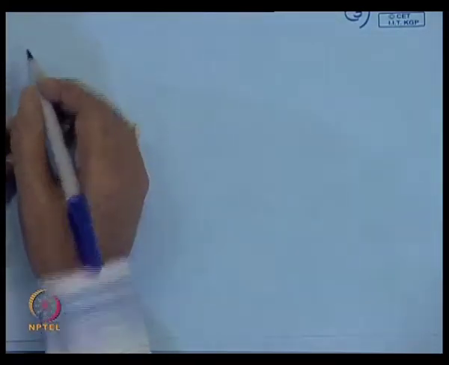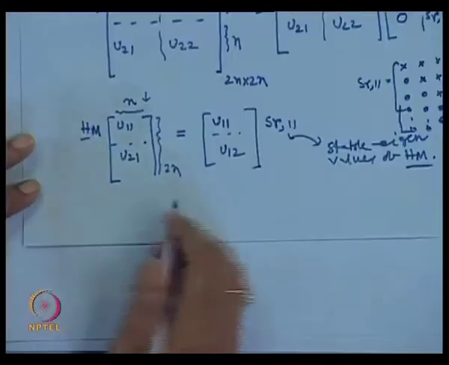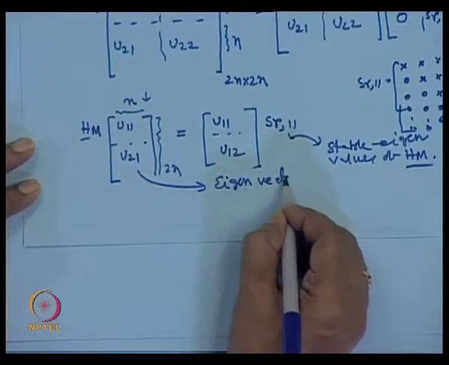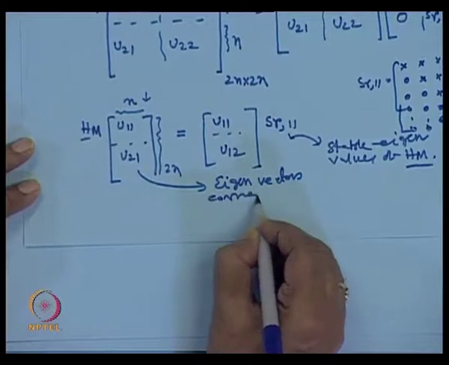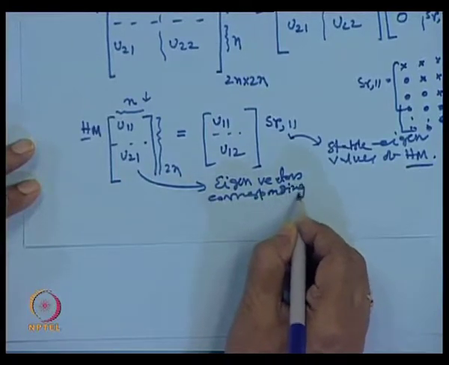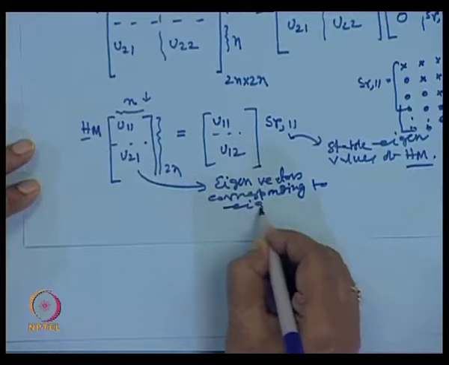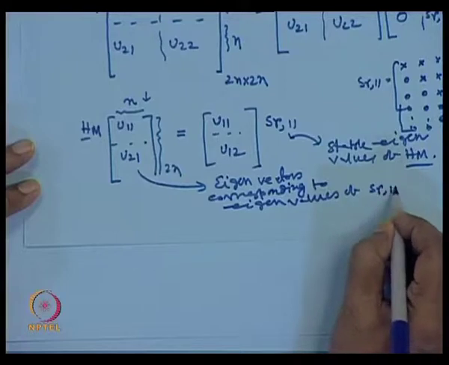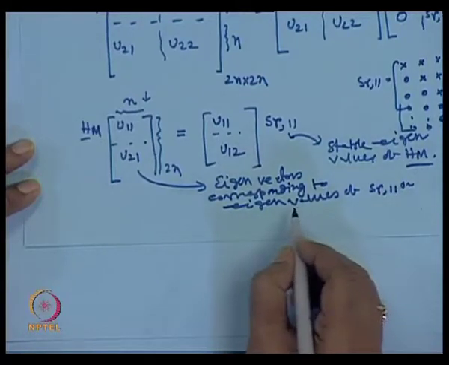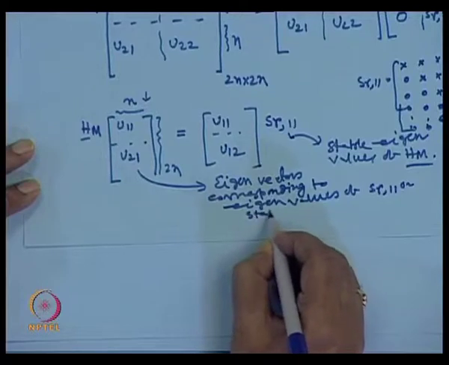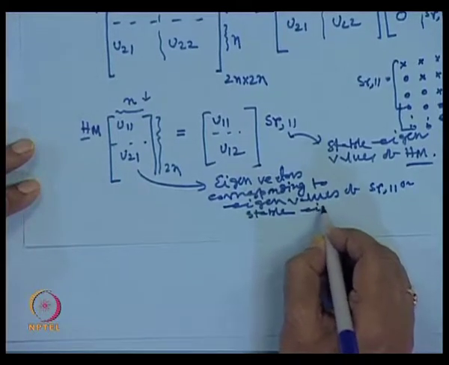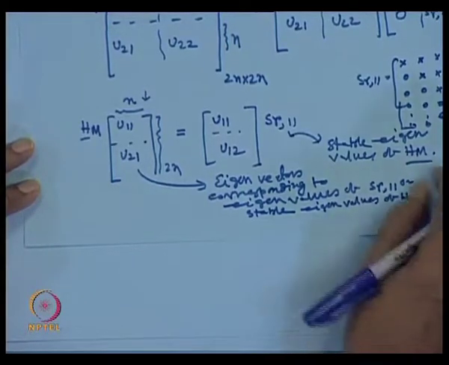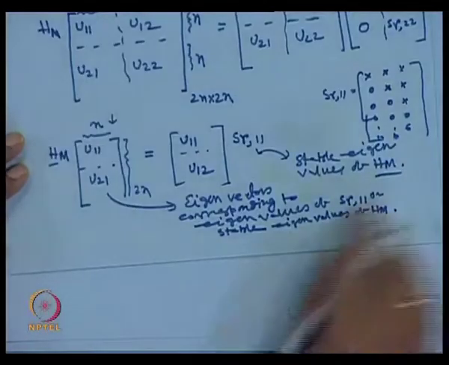So, next step, if you want to write it here, these are the eigenvectors corresponding to the eigenvalues of S R 1 1, or the stable eigenvalues of H m, okay, stable eigenvalues of H m.